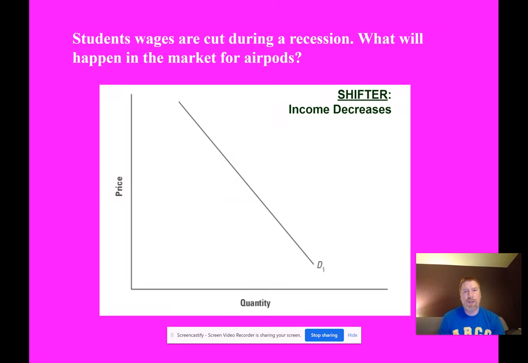So here's the headline: students' wages are cut during a recession. What will happen in the market for AirPods? Well, if you have less money, then you're probably going to have less money to spend on AirPods. So it'll be a decrease in demand, a shift to the left. And then if we ask which shifter it would be out of TIRES, that would be income.